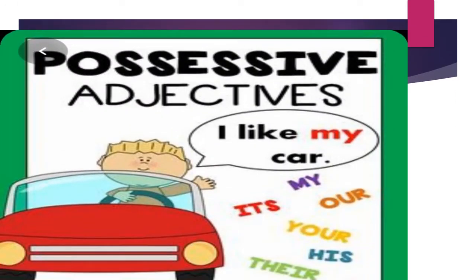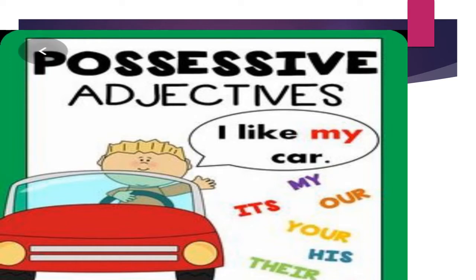Now, can you see this boy? He's riding a car. So, this boy is riding a car. So, when he wants to talk about his car, he's going to say what? Yes, as mentioned here, I like my car. So, my is a possessive adjective. It explains that the car belongs to him.